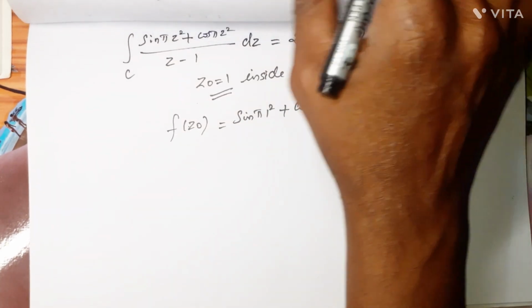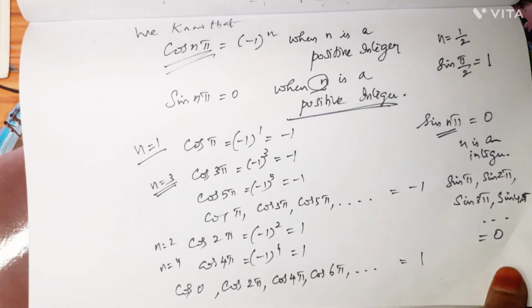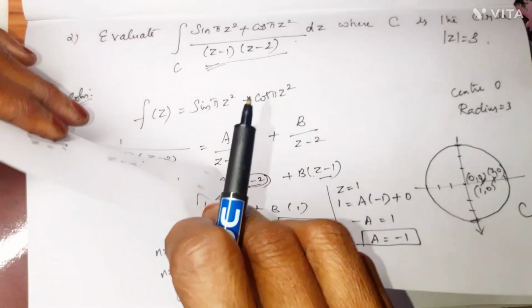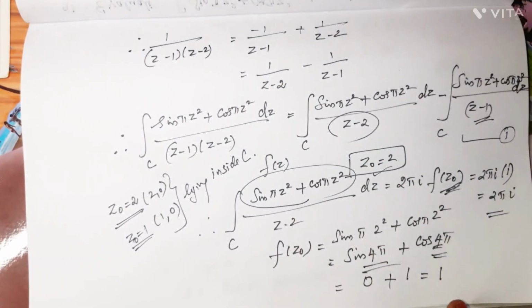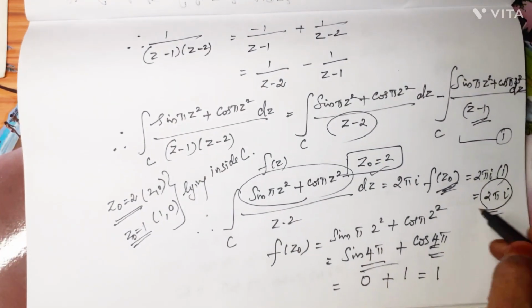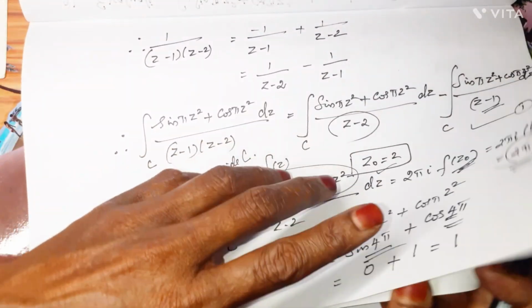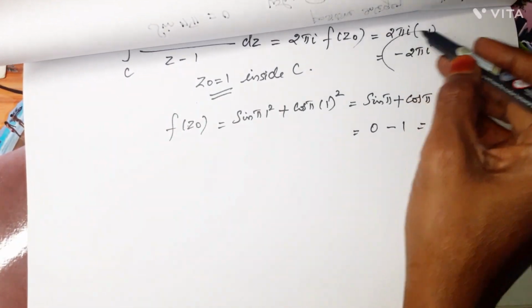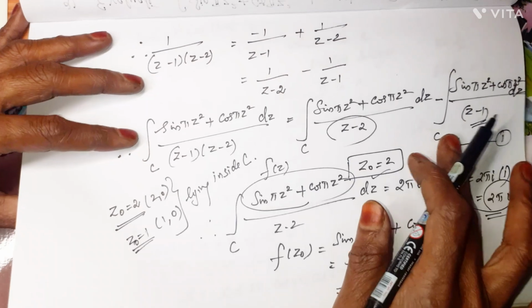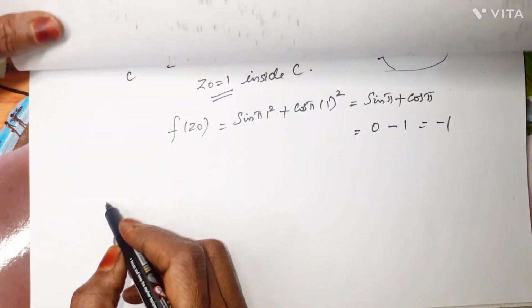These two answers we got now. One integration we got as 2 pi I, and the other one now we got as minus 2 pi I. These two values we are going to substitute in equation number 1.